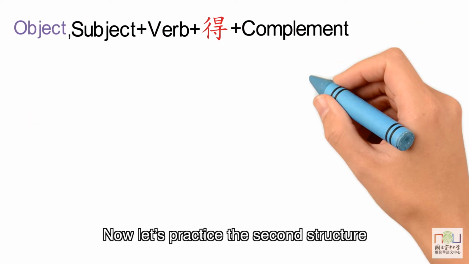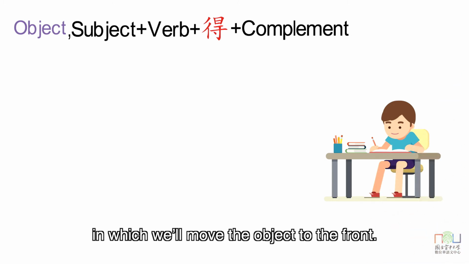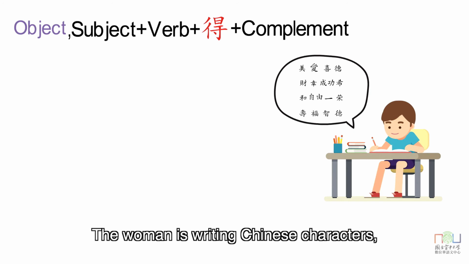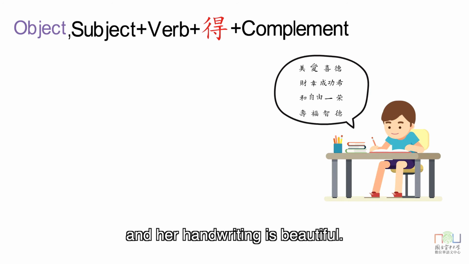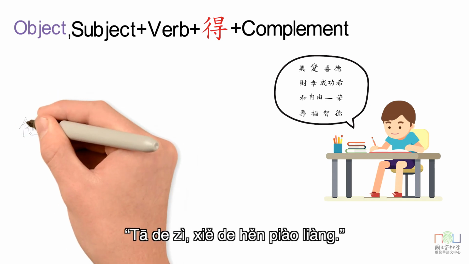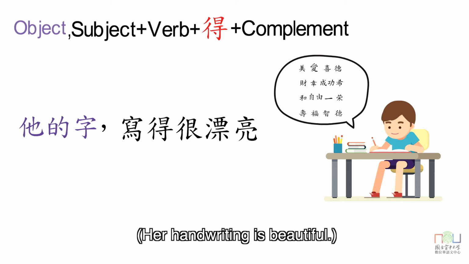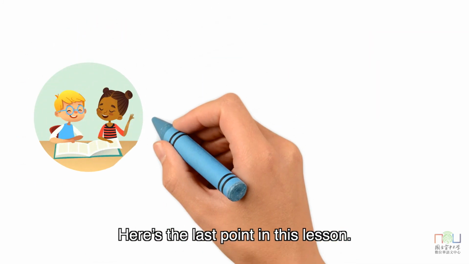Now let's practice the second structure in which we'll move the object to the front. The woman is writing Chinese characters and her handwriting is beautiful. How would you say that in Chinese? 她的字写得很漂亮。 Her handwriting is beautiful. Good job! Here's the last point in this lesson.